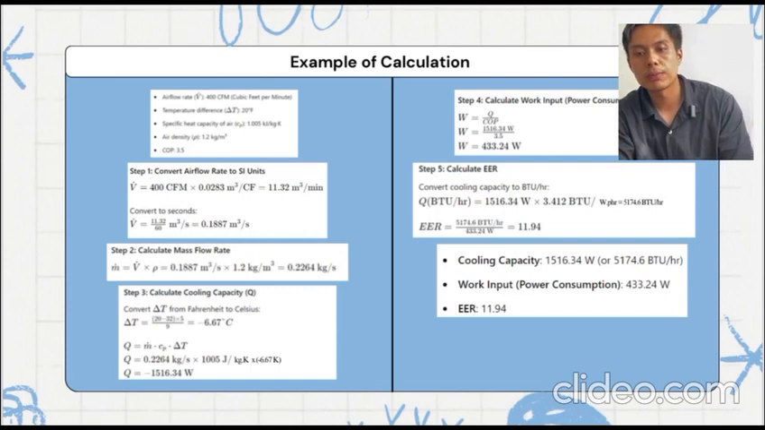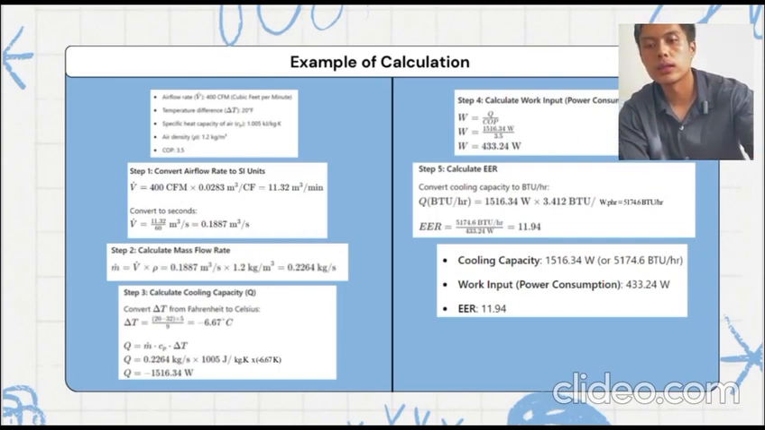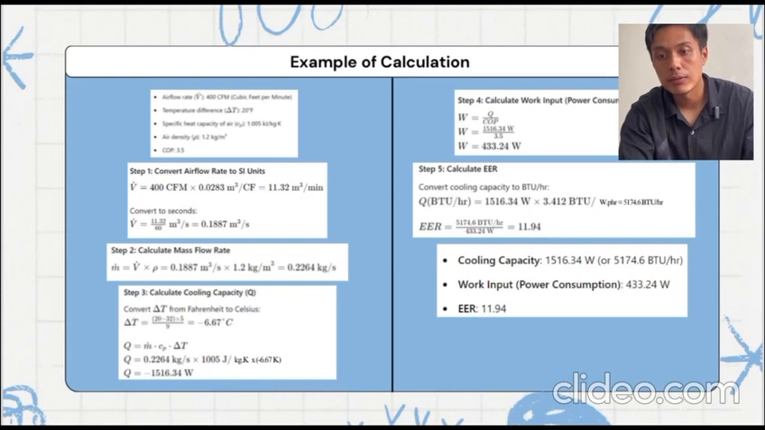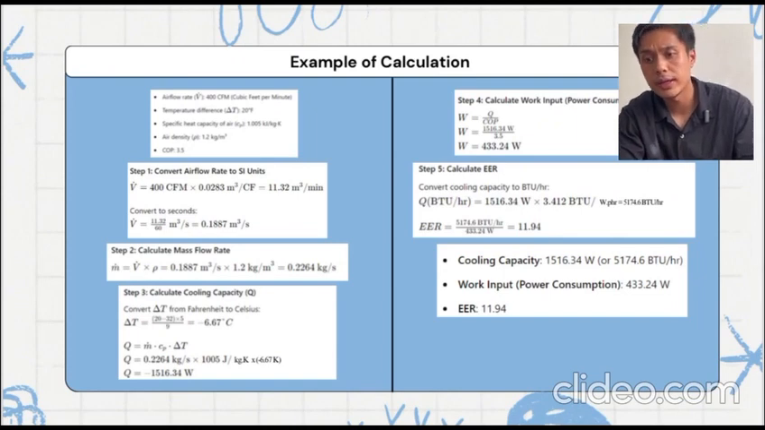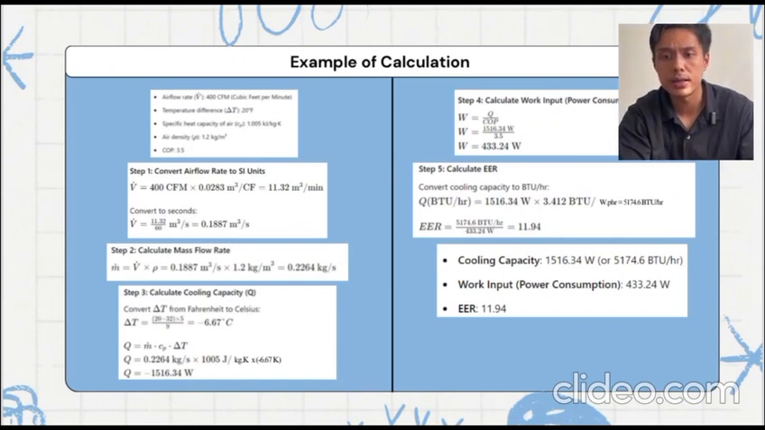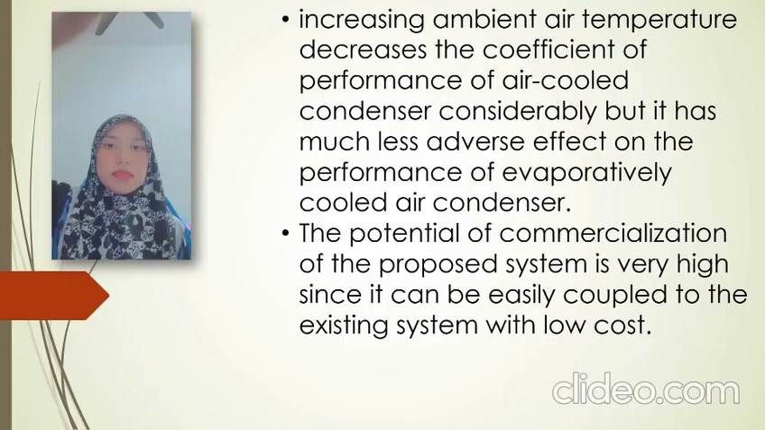So the cooling capacity is 1516.34 watts, the work input is 433.24 watts, and the EER is 11.94. These calculations give a clear understanding of the performance.